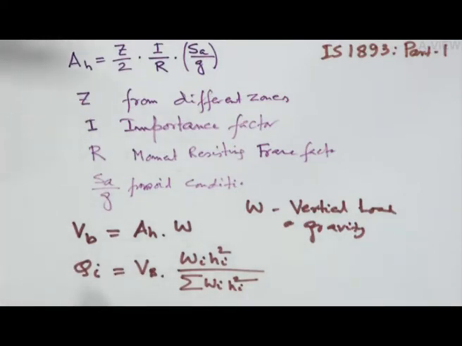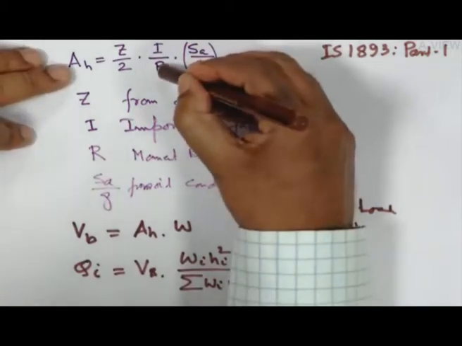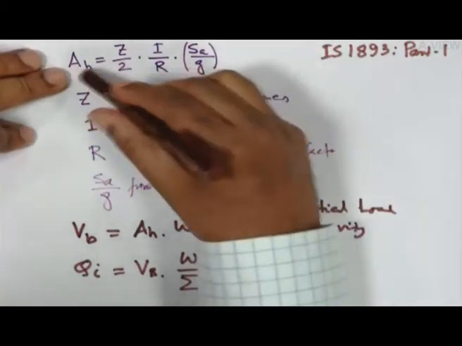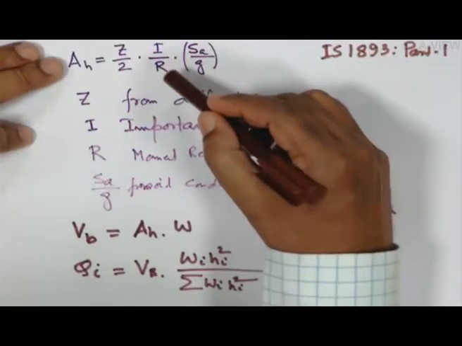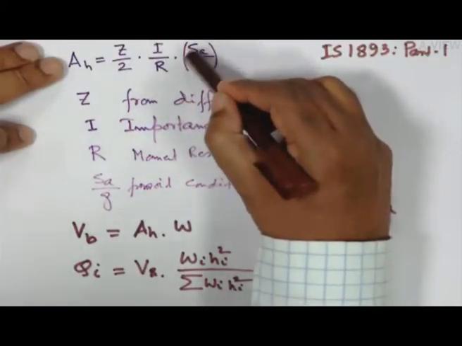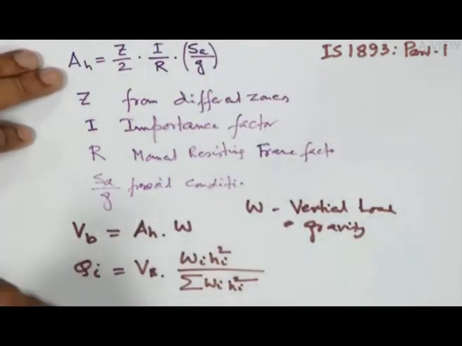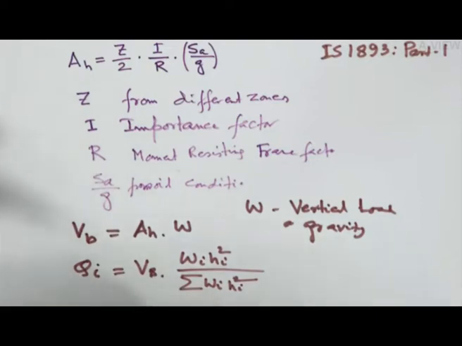From there we can get the value of Z, and then we shall also find out I. In most cases I equal to 1, because that is not a special set of structures. R generally comes 3, 4 or 5, it all depends. If R is 3, then Ah will be more. If R is 4, Ah will be further reduced, so it is 1/3, 1/4, 1/5 of these values. Then Sa by g we shall get from that curve.